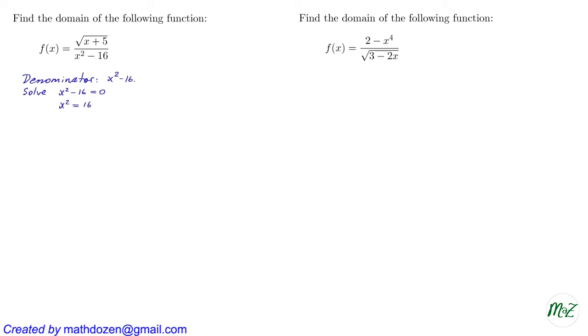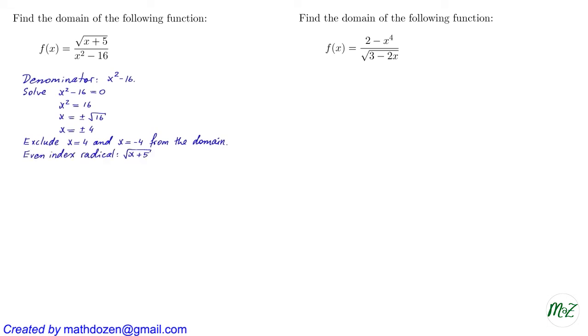So going ahead with that, we move 16 over and look on x squared equals 16. So x is equal to plus or minus square root of positive 16. So x is equal to positive or negative 4. So we're going to have to exclude x equals 4 and x equals negative 4 from the domain of the function.